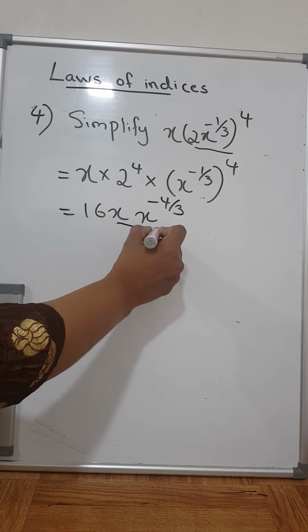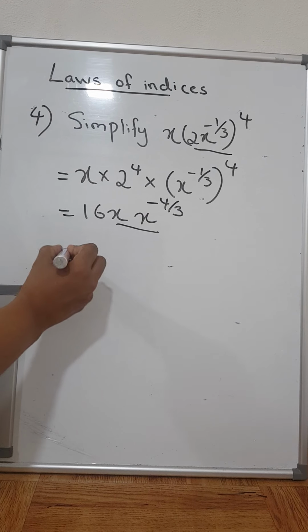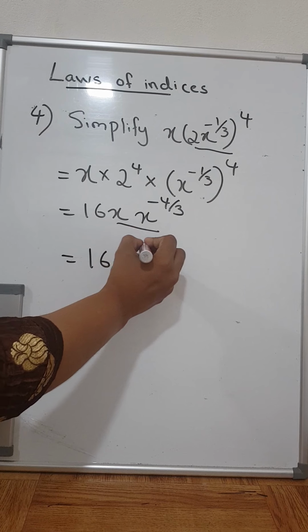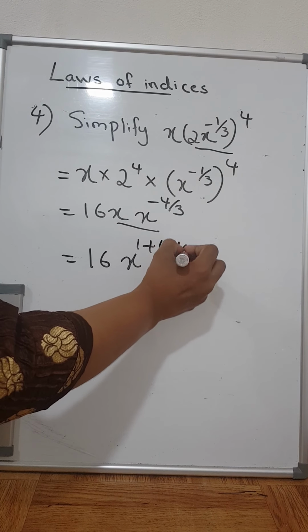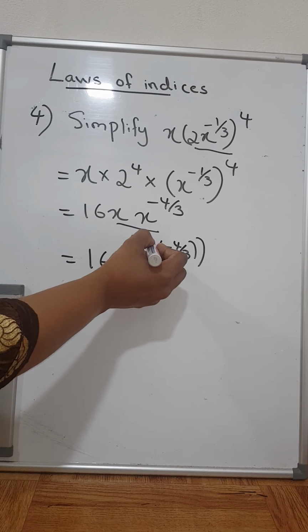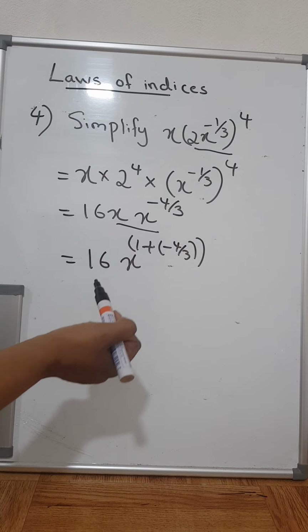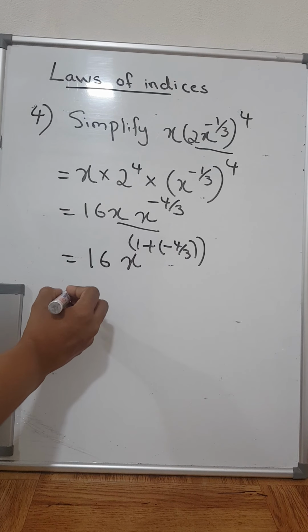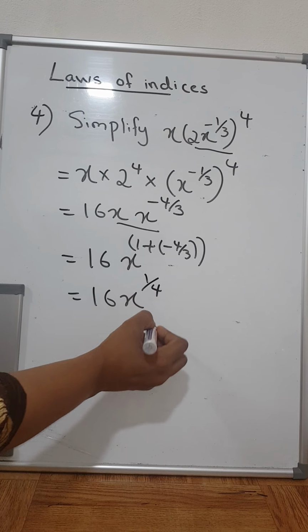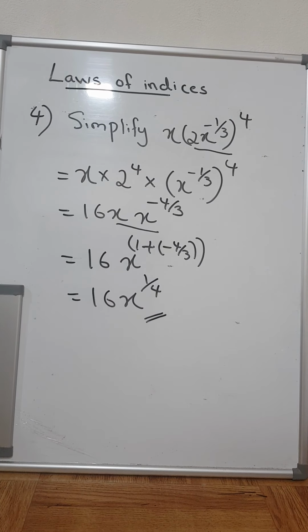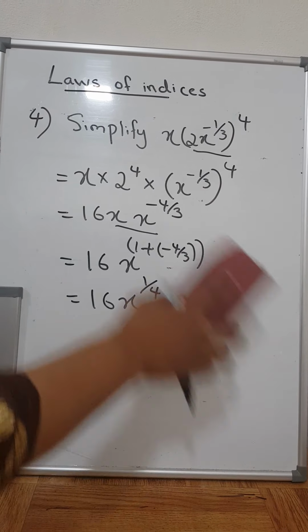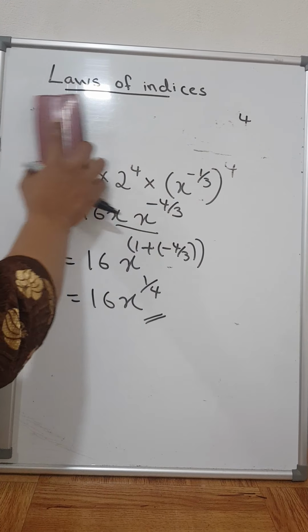Now here we can use the multiplication law. So 16, x means x to the power 1. So x to the power 1 plus (minus 4 by 3). Here I put the bracket because both plus and minus are coming together, to avoid confusion. So 1 plus minus 4 by 3. So 16 x to the power minus 1 by 3. It's a very easy question, right? So we will see another exam type question.